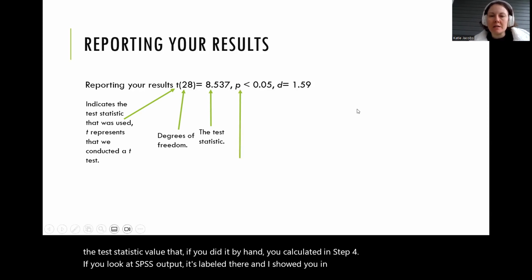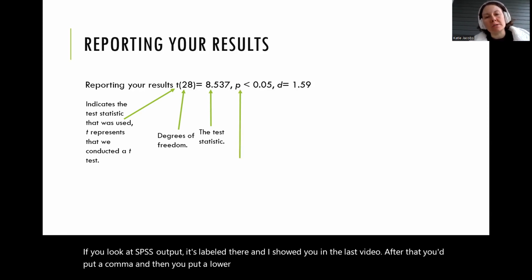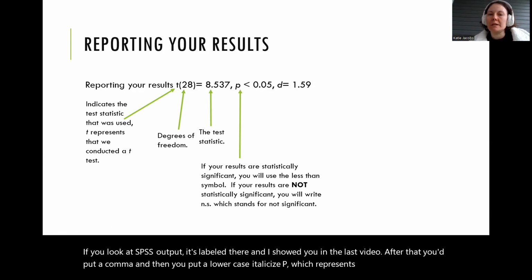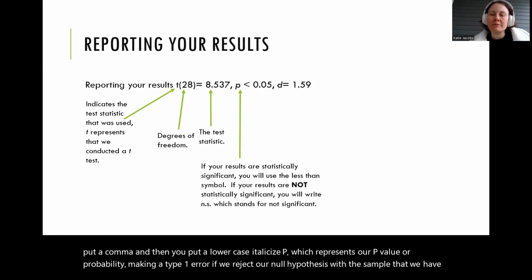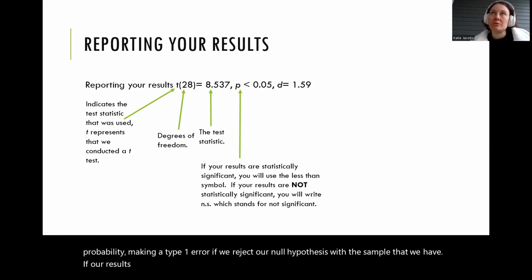After that, you'd put a comma, and then a lowercase italicized p, which represents our p-value, or the probability of making a type 1 error if we reject our null hypothesis with the sample that we have. If our results were not statistically significant, which means our p-value was equal to 0.05 or greater, we just put p equals n.s.